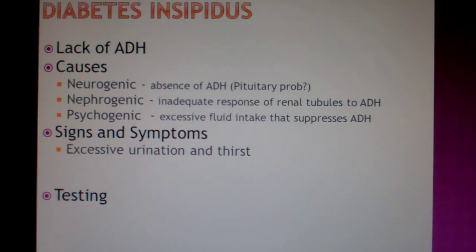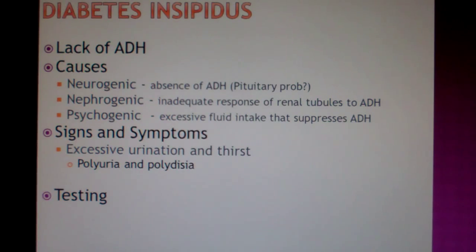If you look at the causes of diabetes insipidus, you can see that the problem with ADH not doing its job can come from either the source of ADH, the pituitary gland, the location where ADH works, the kidneys, or because it just shut down because there's already way too much water in the system.